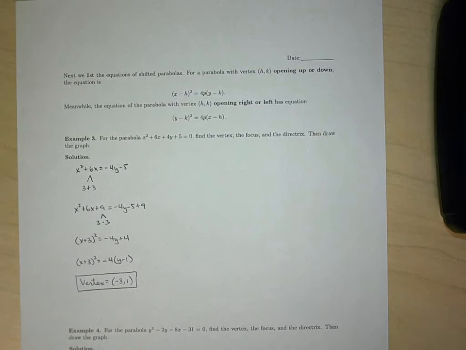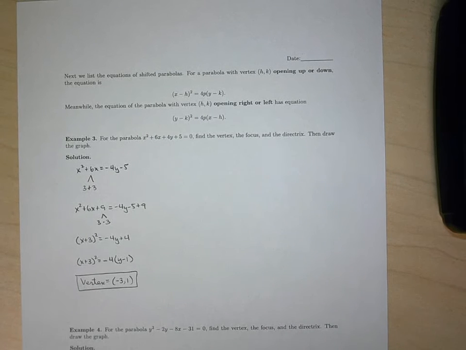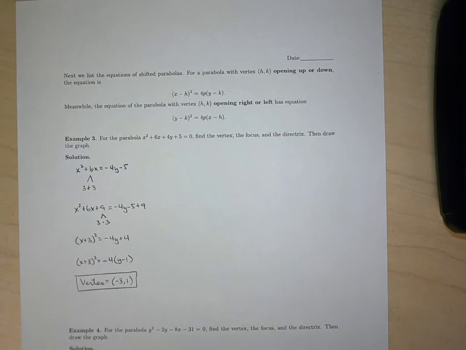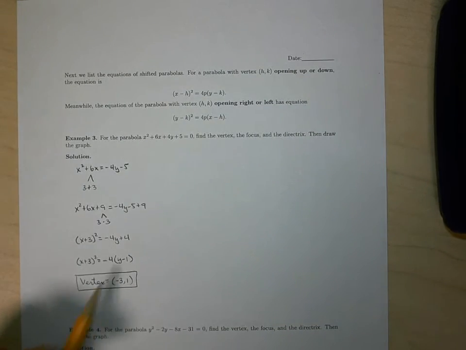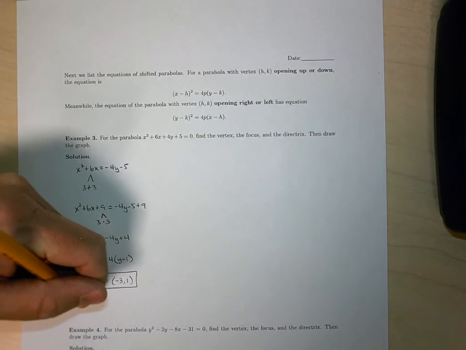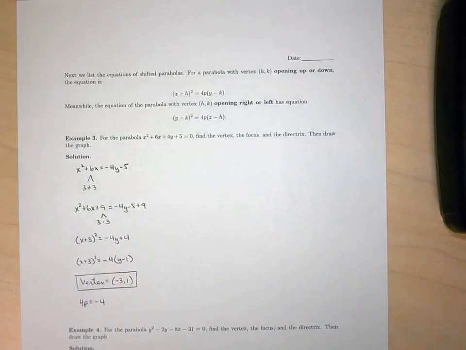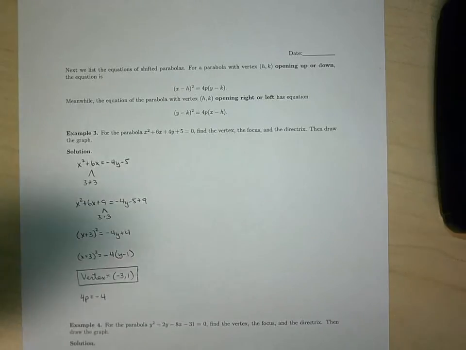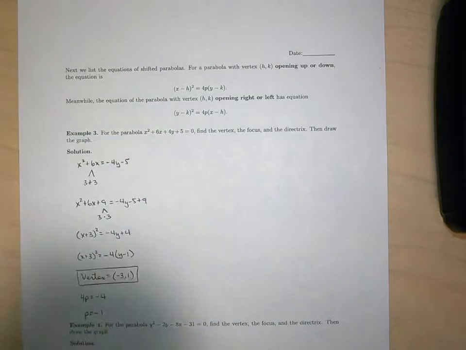And I need something. I need some point on the parabola to be able to graph it. So I need to define the vertex first. Focus is pretty easy though. So now that we've got this in the right format, we can say 4p is the number on the right side, so negative 4. And this tells me then that p is negative 1.